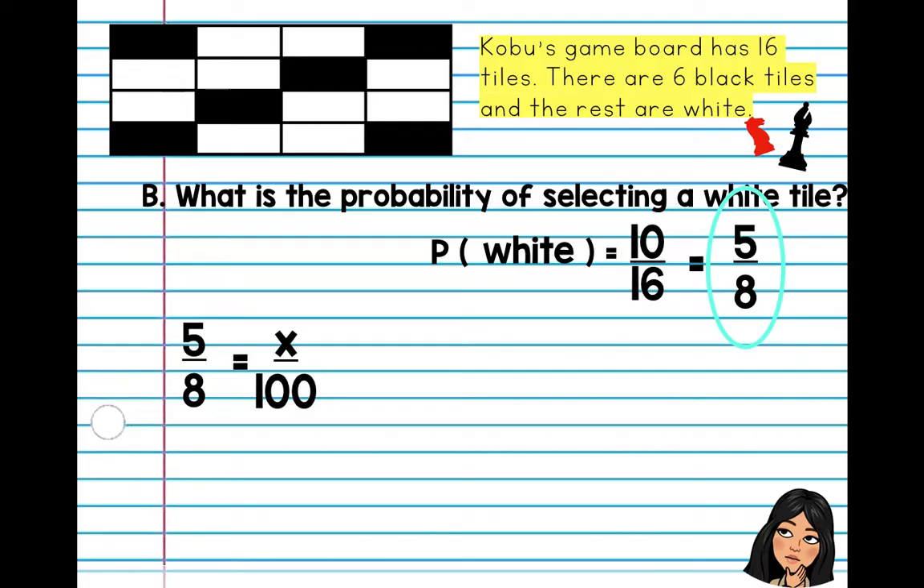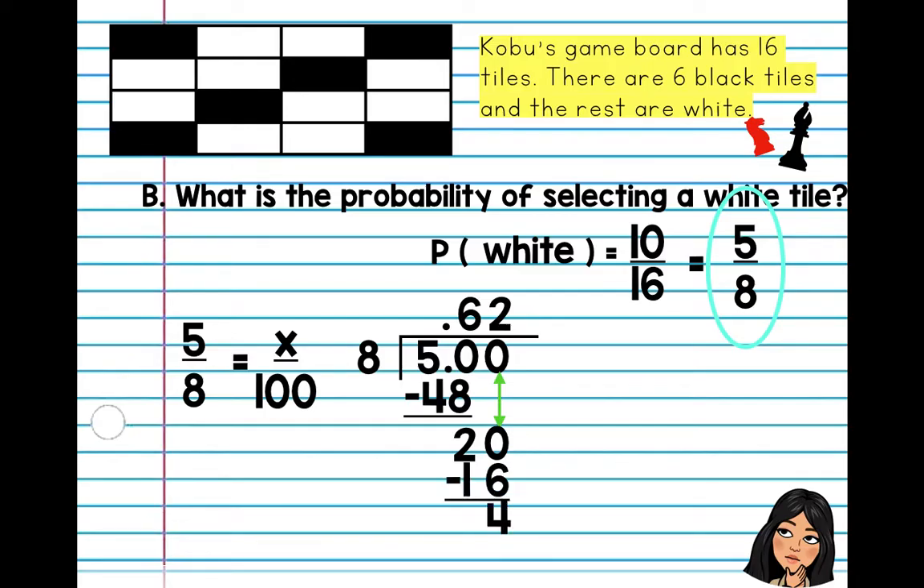In order to find what number is over 100, the percent, you just have to divide 5, the numerator, by the denominator. So we take 5 divided by 8, and there you go. We know 8 can't go into 5, so that's where our decimals come in. 8 can go into 50 6 times, which is 48. 50 minus 48 is 2. Bring down our 0. 8 can go into 20 twice, which is 16.